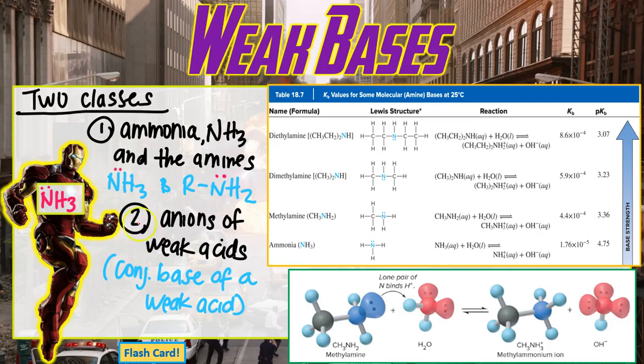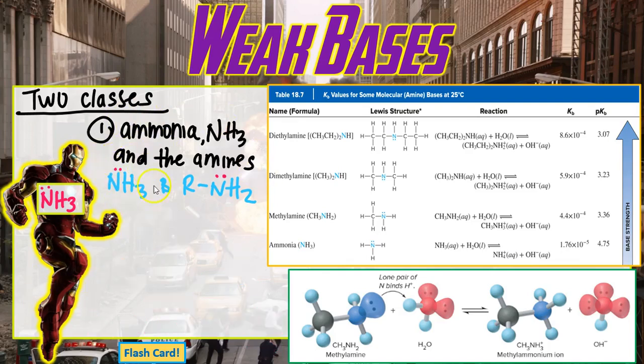Now, the second class we're going to get into is the anions of weak acids. Another way to think of that is just the conjugate base of a weak acid. So if I have my weak acid here, of course, I'm going to mix it with water. Then I'm going to create H3O plus because it's an acid, and I'm going to have A minus. This A minus is the conjugate base of that weak acid. And guess what? It's also considered a weak base that we can use in equilibrium calculations. But first, let's focus on ammonia and the amines.